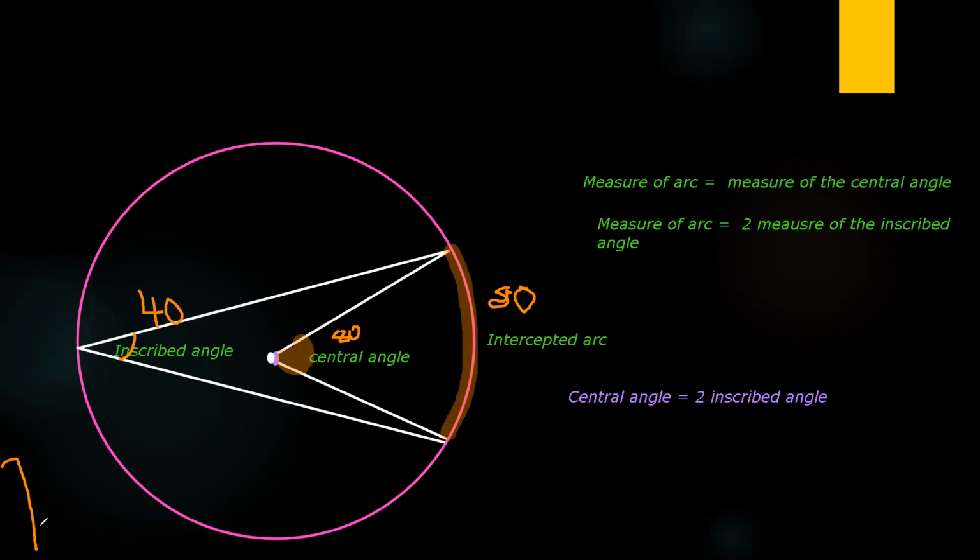Teacher, can you repeat this last one? The central angle equals the inscribed angle? From here, we say that the measure of the arc is the measure of the central angle, and the measure of the arc is double the measure of the inscribed angle. So we can conclude that the measure of the central angle is double the measure of the inscribed angle. Okay, teacher, thank you.